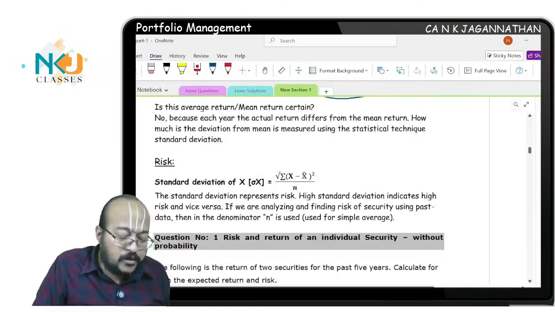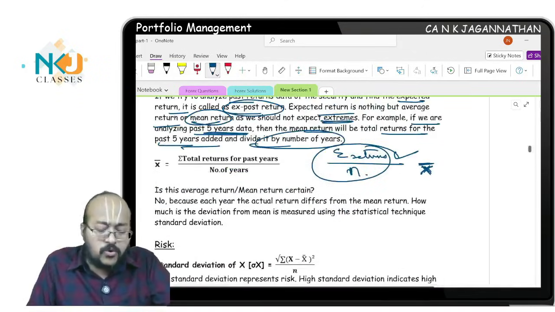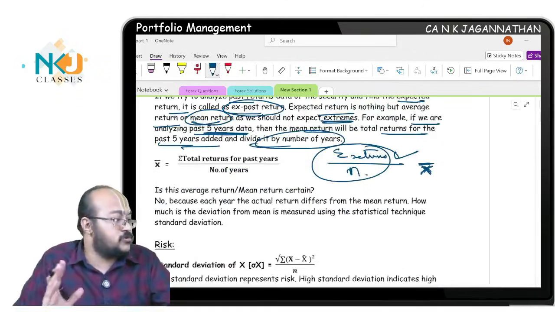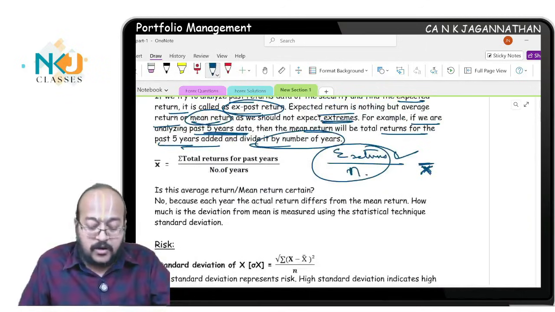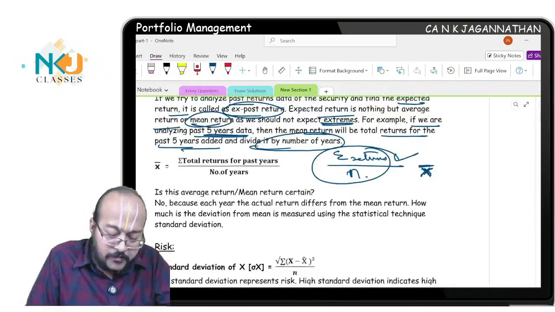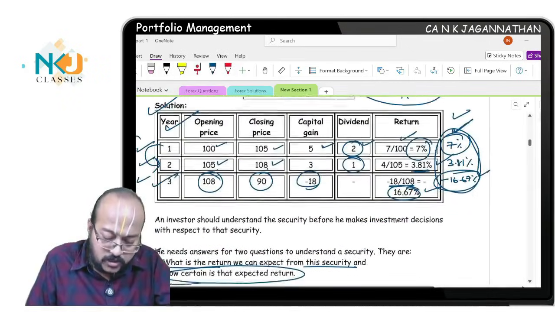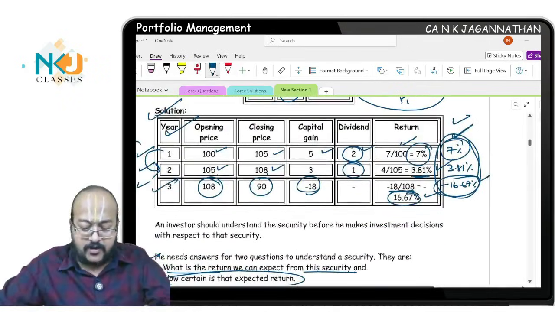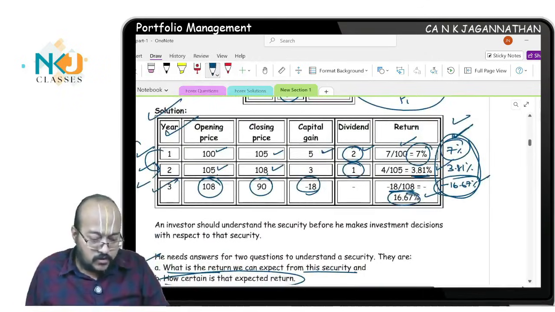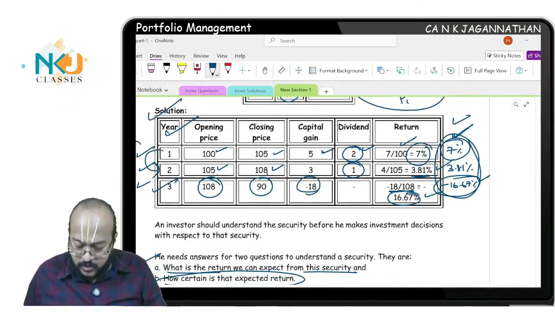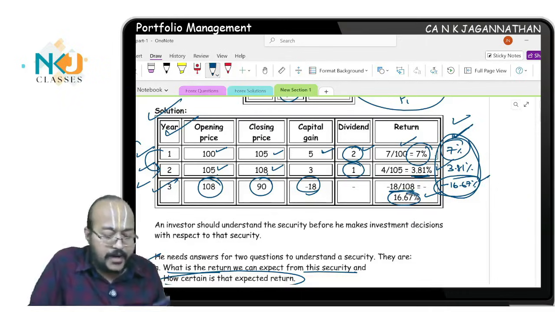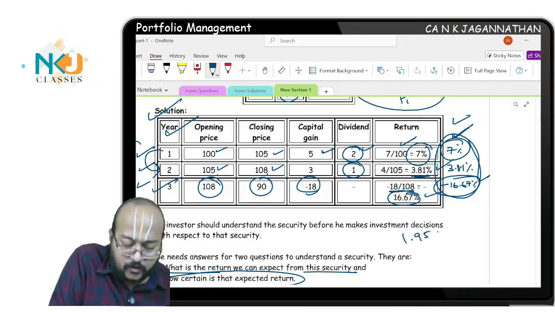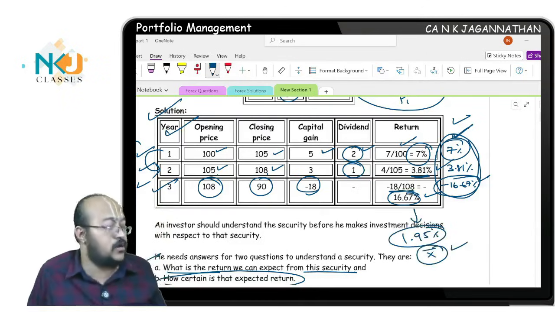Now, you said you should not assume extremes, you should not consider extremes, right? Now, mean return is some number. Assume in this previous question, take your calculator, 7 plus 3.81 minus 16.67 divided by 3, 1.95%. In this question, 1.95% is the x bar, simple mean return, correct?